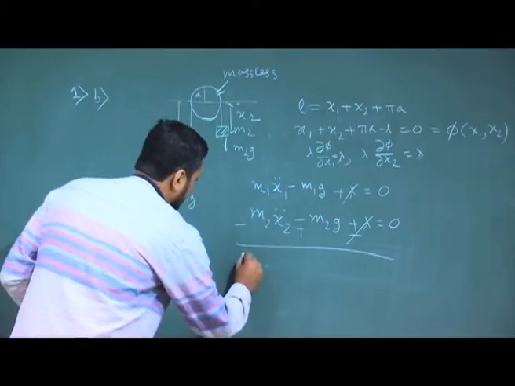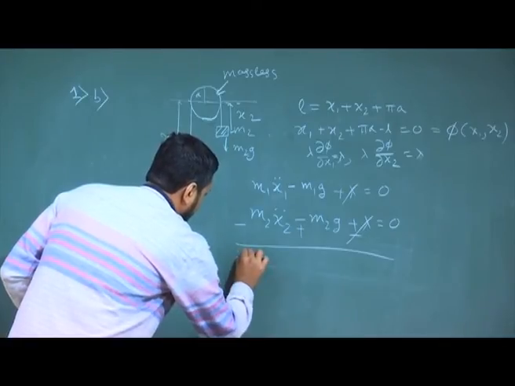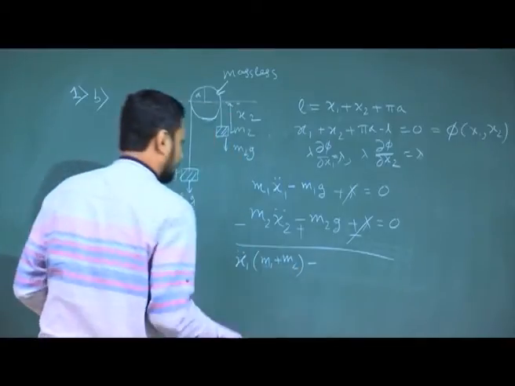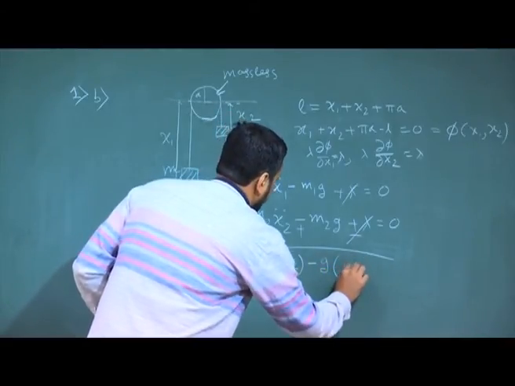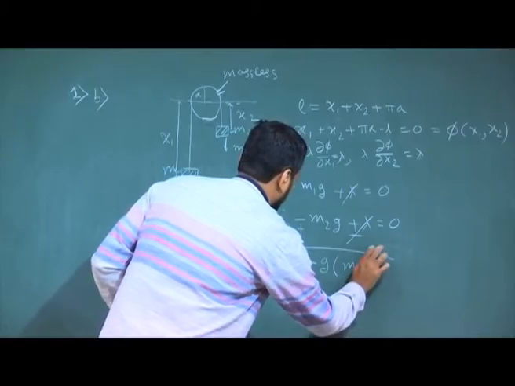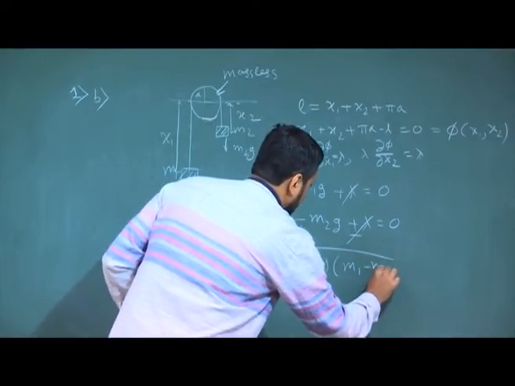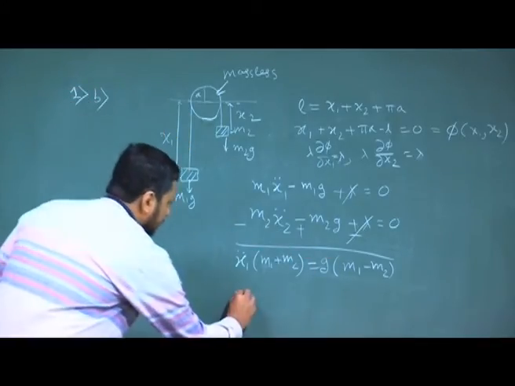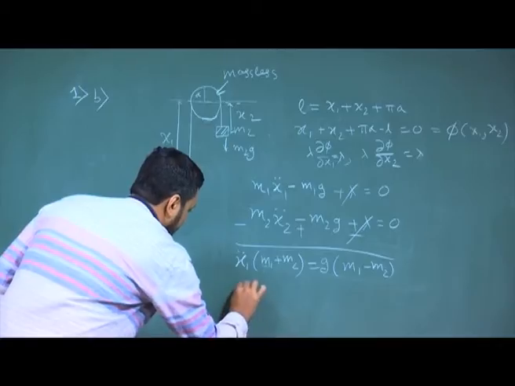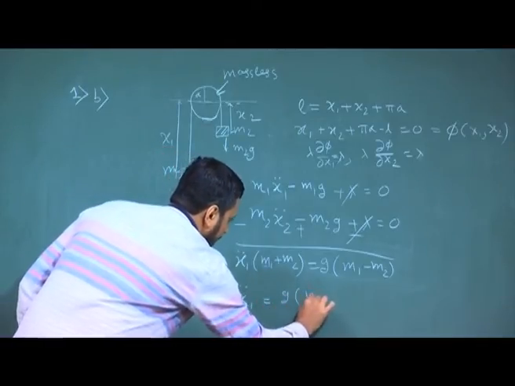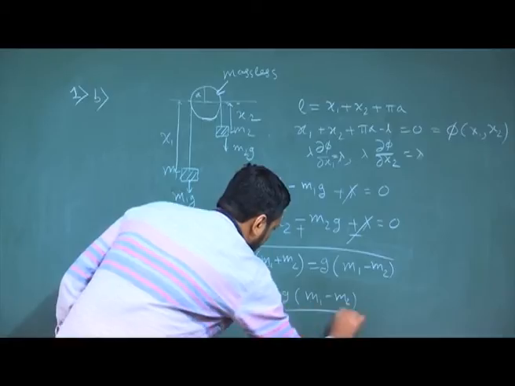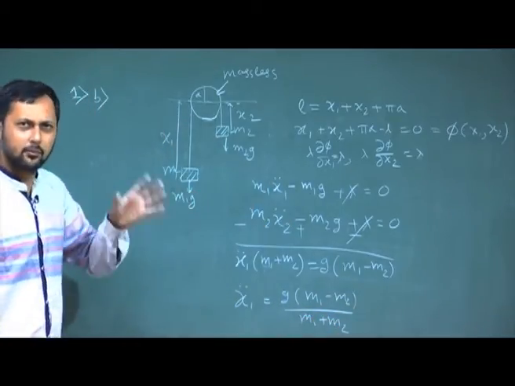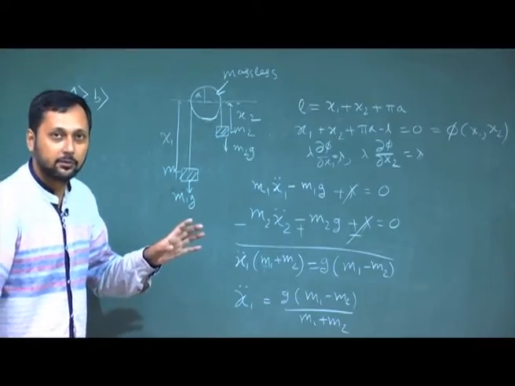So, if we do that, once again we get x1 double dot times m1 plus m2, and on this side of course we will have m1 or rather minus m1 minus m2. So, you put an equal sign instead of writing it 0. So, once again you get x1 double dot is equal to g times m1 minus m2 by m1 plus m2. So, it is a little more simpler as expected compared to D'Alembert's principle. It is a little more simpler.